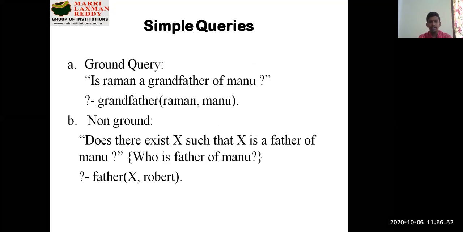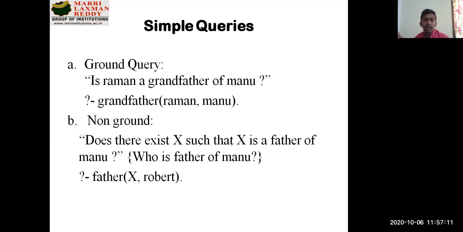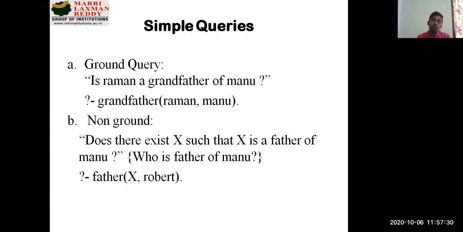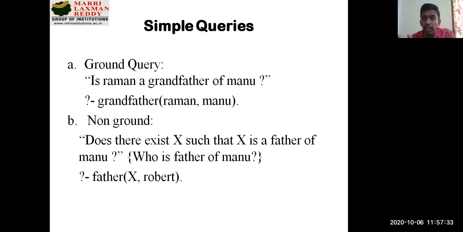Here you can see an example of what a ground query and a non-ground query are. Here we have the statement, is Raman a grandfather of Manu? That is the question I want to ask my intelligent machine in the Prolog language. So I write question mark hyphen grandfather(Raman, Manu). Here we are not having any variables. Grandfather is the relation between Raman and Manu, so that is the predicate. This is called a ground query. Here we are not concerned about variable arguments.